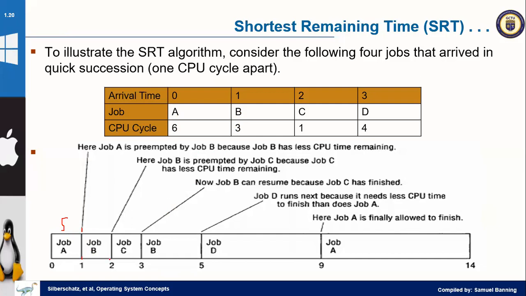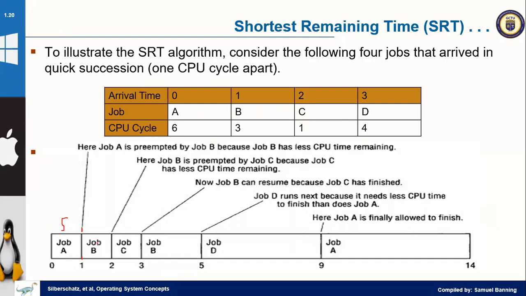Then at time 2, the process scheduler again interrupts. Now at time 2 also, process C has come into the scene. So now there are A, B, C, these 3 jobs are now in the ready queue. So the operating system has to calculate which job has the shortest remaining time.